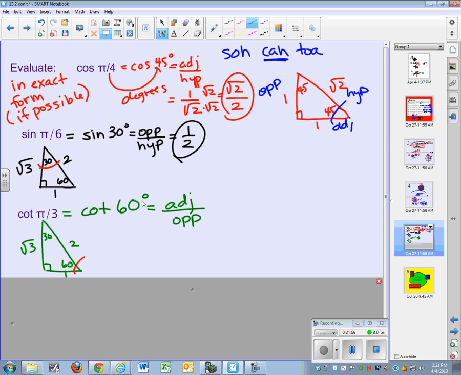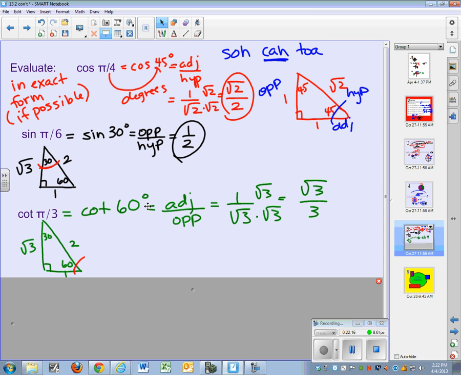So my adjacent side in this one is 1. My opposite is the square root of 3. And again, I'm going to rationalize. And so I get the square root of 3 over 3. Let's check in our calculator. So grab your calculator. Plug in the cotangent of pi over 3.